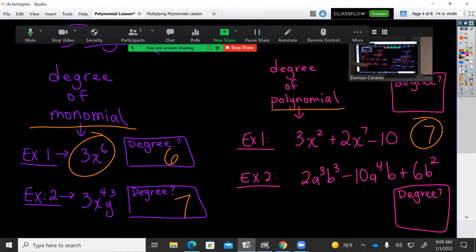So don't get tricked on example 2, just like I told you, on the purple examples. Over here, what is the biggest exponent you see? 6. 6 is correct. Now watch why that's not a 4, because that's a 4 and a 1, which together give you 5. This is a 3 and a 3, which together give you 6. That's the biggest one. So the degree is 6.